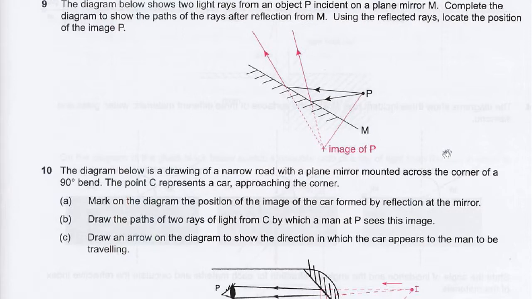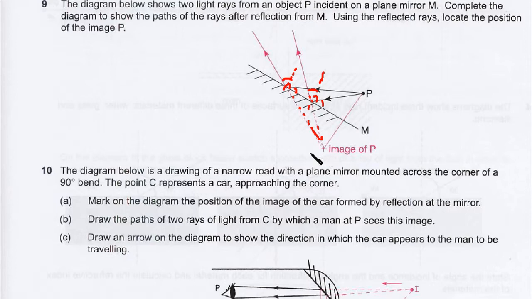So how do you go about doing it? We know that this is the incident ray. The first method that you can use is to measure the angle over here. From this angle you will know the angle of incidence, and therefore you know the angle of reflection. There's another normal over here. So you can use your protractor to measure them, find the angle of reflection, and draw in the reflected rays. From the reflected rays you can extend the line and find the image P.